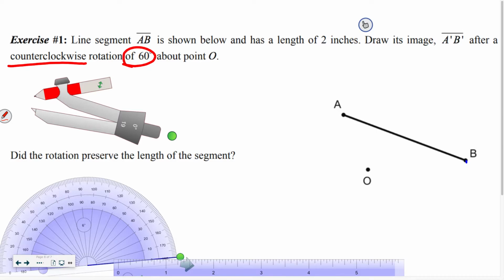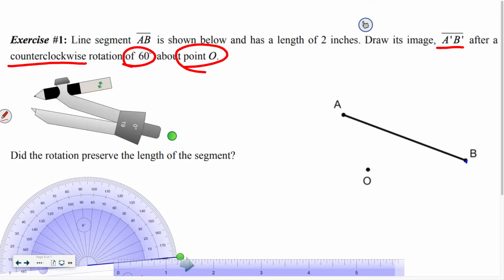60 degrees counterclockwise about point O. Point O here is going to be the center of our rotation. Now, if we rotate AB, you're going to end up with A prime, B prime, segment A prime, B prime. So how do we do this rotation and how can a compass help us?